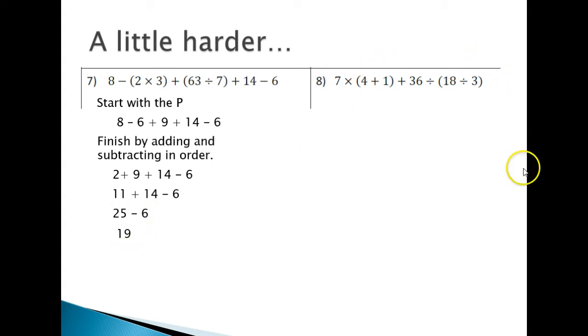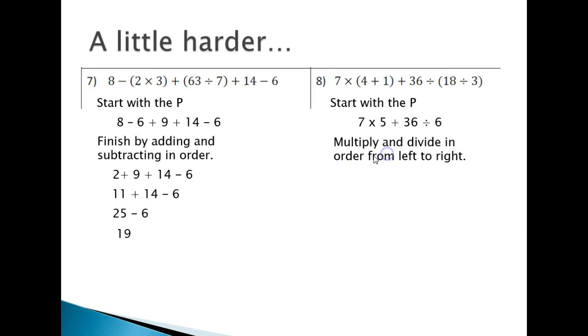Same thing in problem number 8. If you want to pause it and try it first and then see how I go through it, you can. If not, you can kind of listen and follow along. Again, start with our parentheses. So 4 plus 1 is 5. 18 divided by 3 is 6, and I rewrite that: 7 times 5 plus 36 divided by 6. Multiplying and dividing is in the order of whatever comes first. So 7 times 5 is 35. 36 divided by 6 is 6. So 35 plus 6. Add is our last step, and the answer is 41.